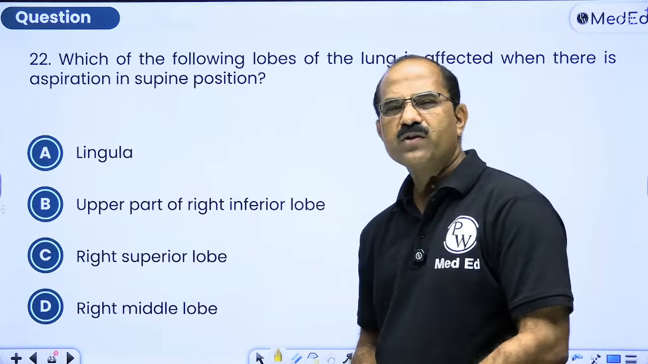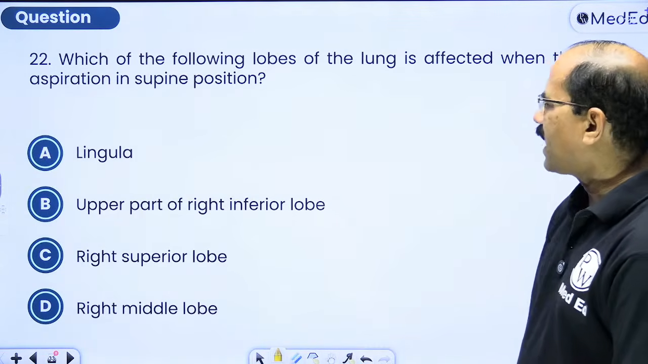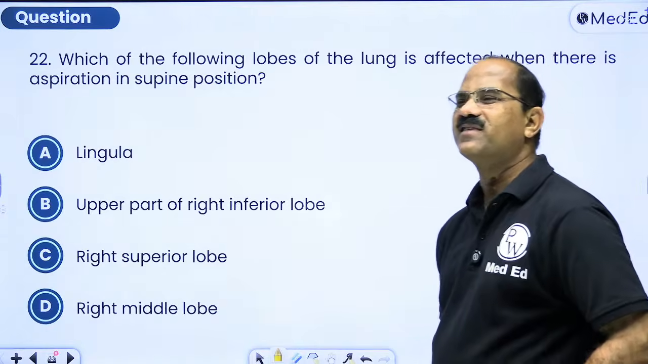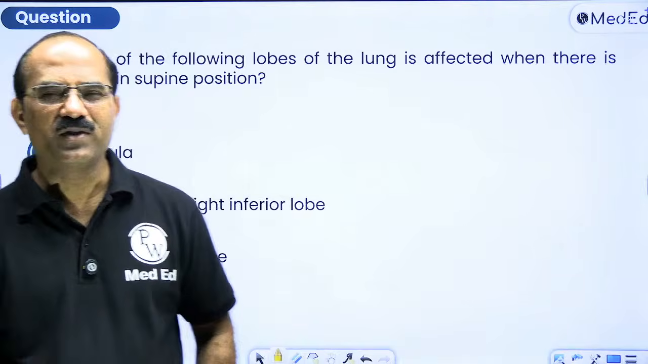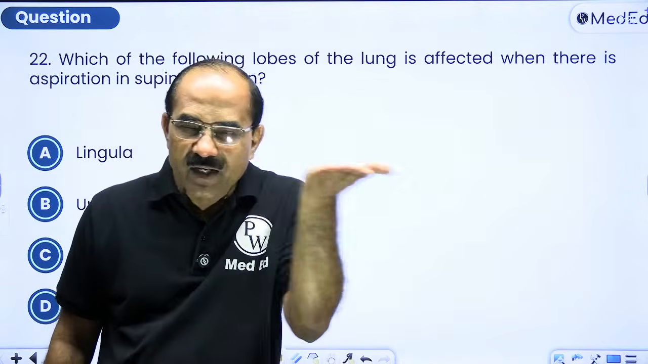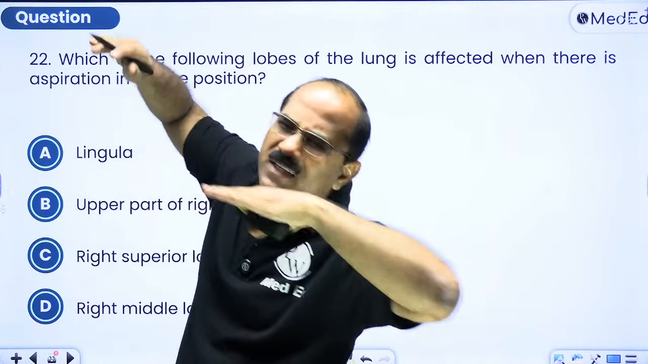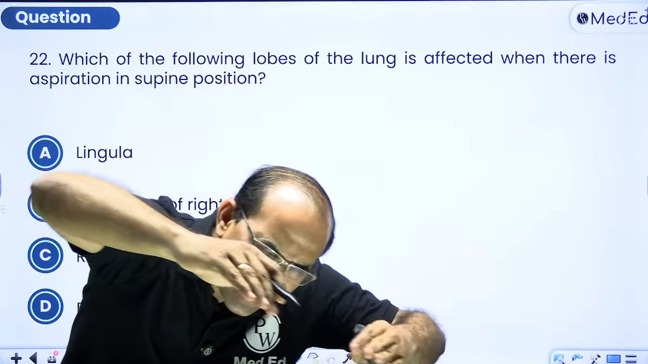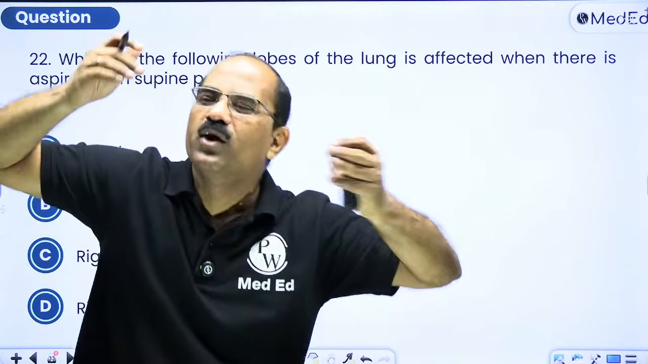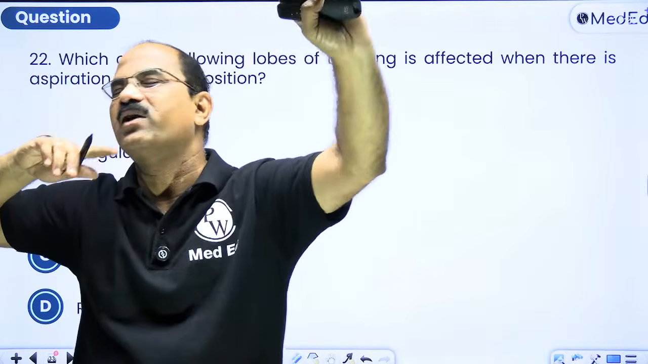22nd. Which of the following lobes of the lung is affected when there is aspiration in supine position? Come on, tell me, this is easy. You must know this. Aspiration in supine position goes to the most dependent part of the lung. When we lie down, which is the lowest part of the lung in supine position? When aspiration happens, it goes directly to the most dependent part of the lung.